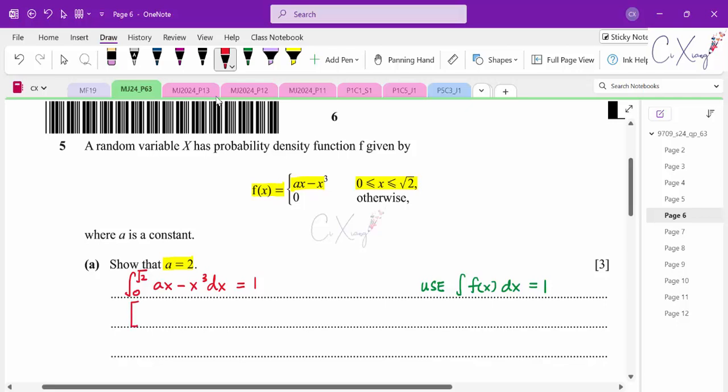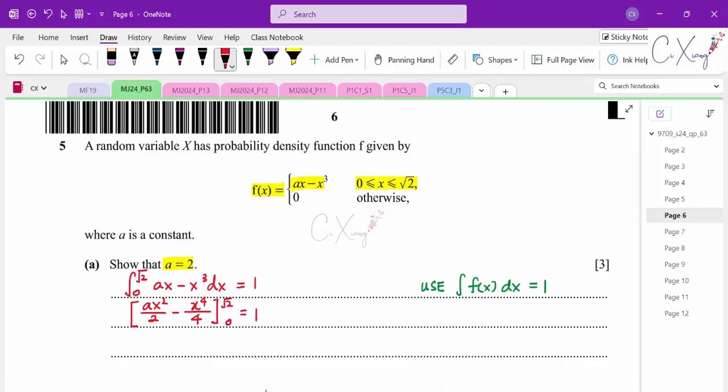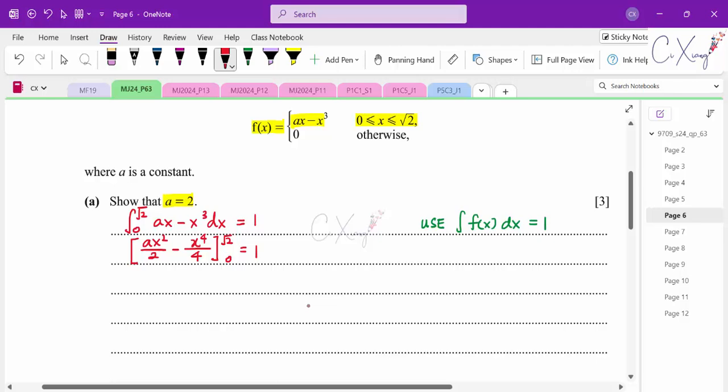So integrate this, you'll have ax squared over 2 minus x power 4 divided by 4, power plus 1, divided by the new power. You want to substitute root 2 and also 0 into your expression after integration. Root 2 squared, you get 2, so you're having a. Root 2 power 4, you're having 2 times 2, which is 4. So 4 divided by 4, you have 1. Then minus, you are getting 0 after you substitute all the 0 here. It equals 1, and therefore, very easily, you can get the value a equals 2.